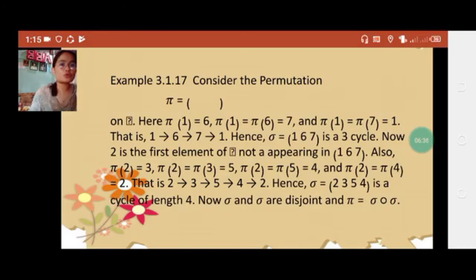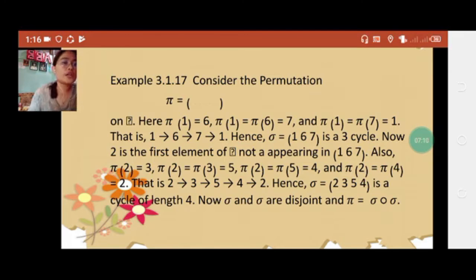Now, 2 is the first element of L7 not appearing in (1 6 7). Also, pi of 2 is equal to 3, pi of 3 is equal to 5, pi of 5 is equal to 4, and pi of 4 is equal to 2. That is 2 to 3 to 5 to 4 and back to 2. Hence, the cycle (2 3 5 4) is a cycle of length 4.